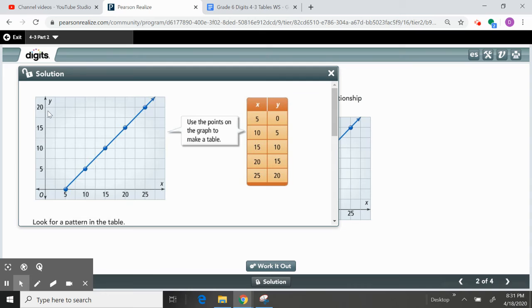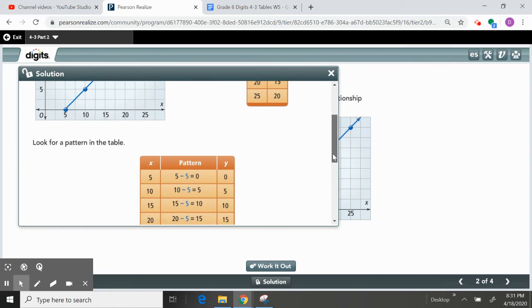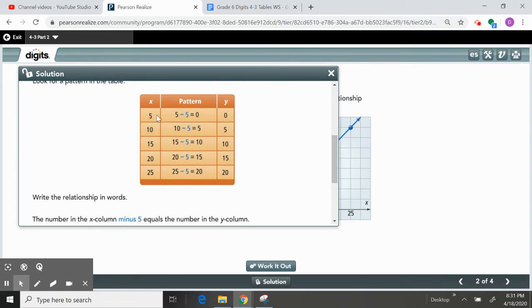And hopefully that made sense, just like we reviewed the coordinate plane in the last lesson that we went through. So hopefully the coordinate plane is still making sense to you. But here's that pattern. They're showing you the x number minus 5 equals the y number. 5 minus 5 equals 0. 10 minus 5 equals 5. 15 minus 5 equals 10. 20 minus 5 equals 15. 25 minus 5 equals 20.